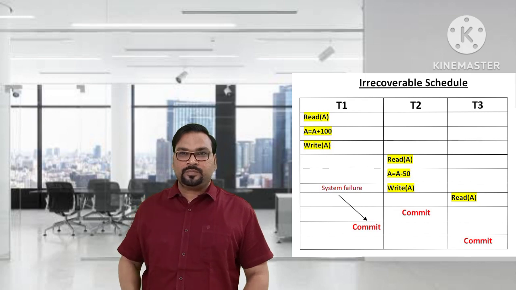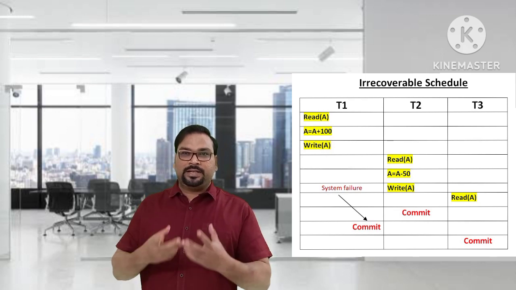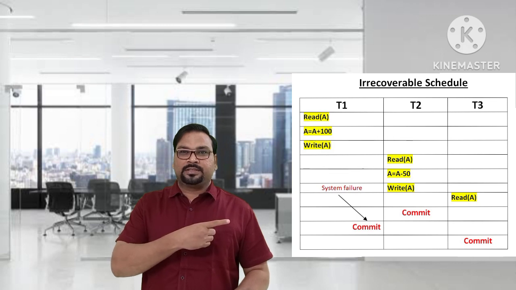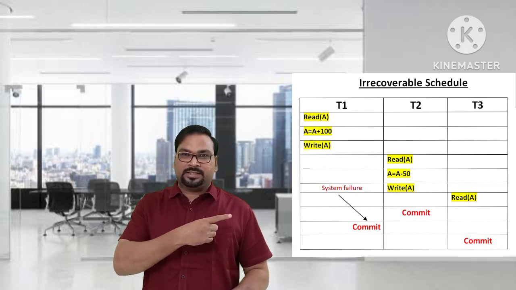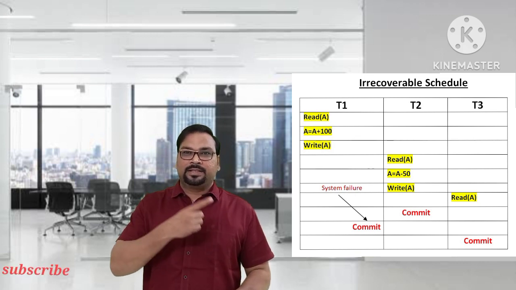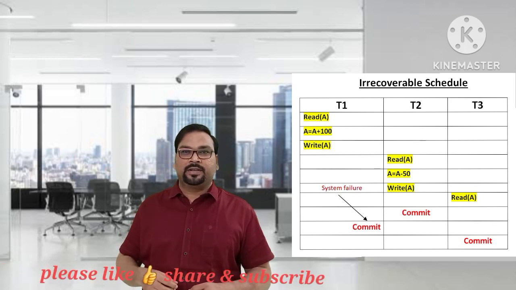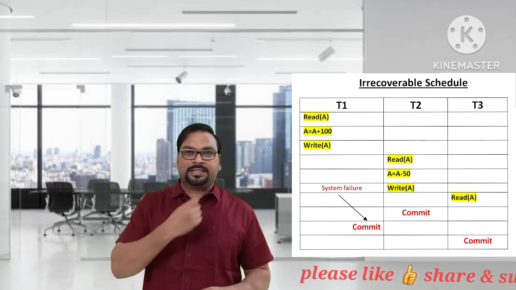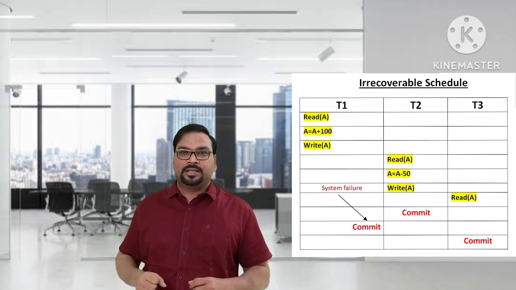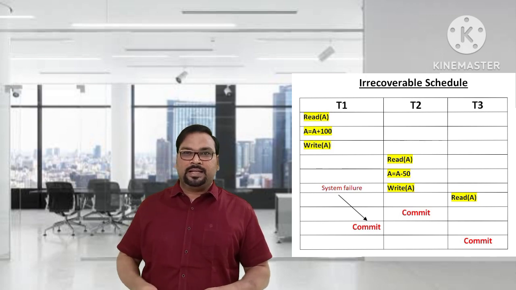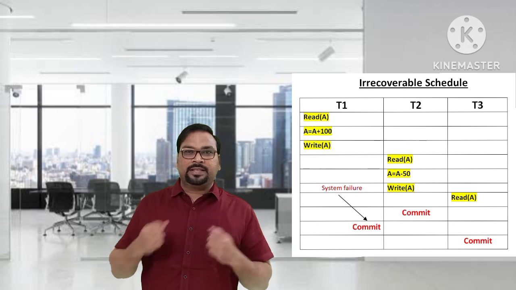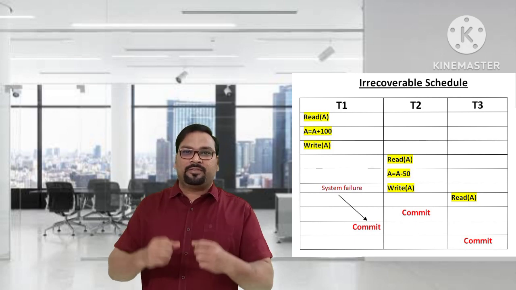item A. But what happens? Transaction T2 is committing first, although it depends on transaction T1, and then after T1 commits and after that T3 commits. So what happens if, suppose, the system fails after T2 has committed? Then in that case T1 has to roll back all its operations and T3 also has to roll back all its operations. In that case, the schedule will be inconsistent and it will be irrecoverable.